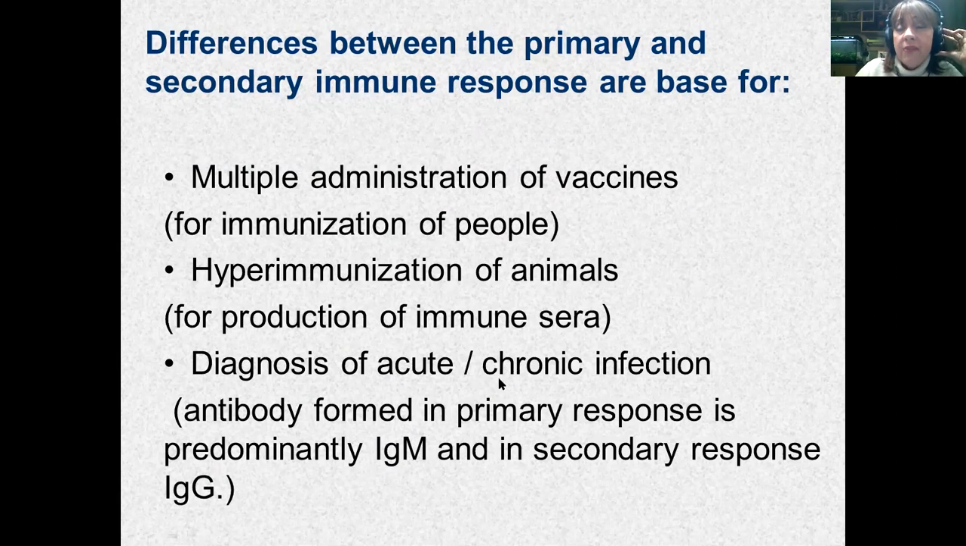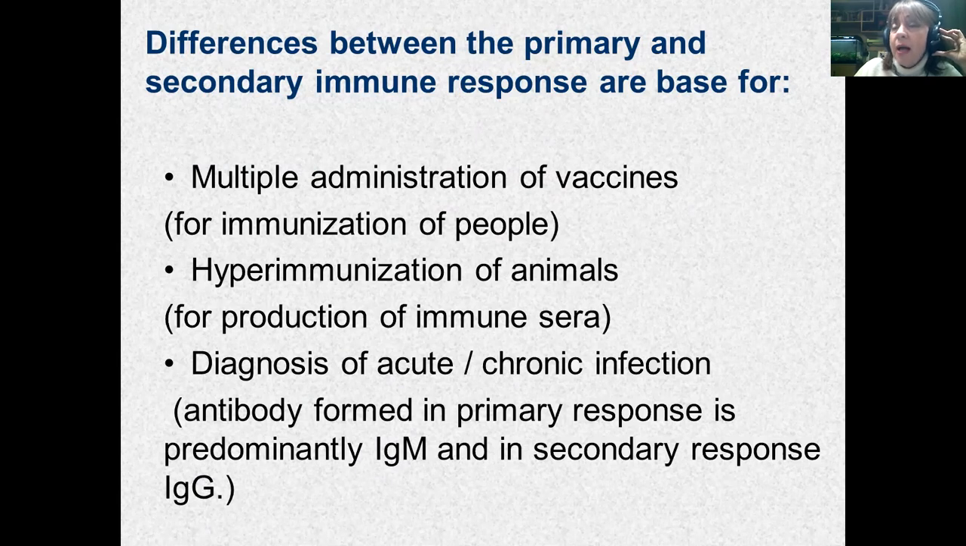In chronic infection or in the period of recovery, the immunoglobulins G are detected predominantly. And detection of these two types of immunoglobulins is important in diagnosis of congenital infections like HIV, hepatitis B, toxoplasmosis.